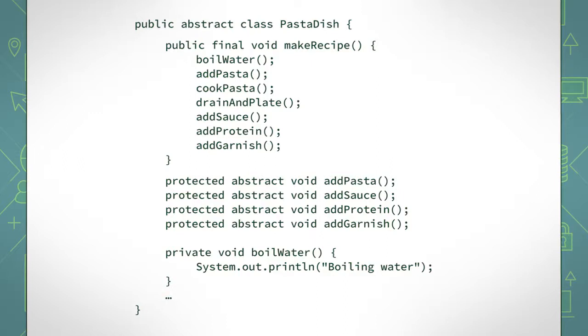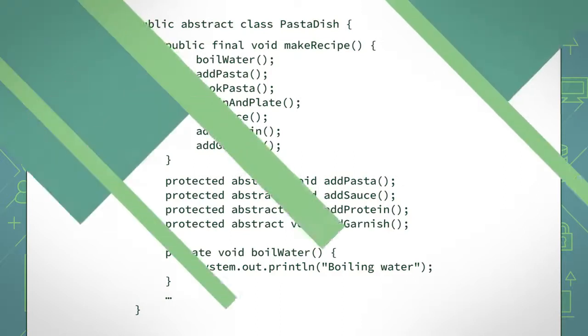The make recipe method is our template method. You will notice that this method is marked as final. In Java, the final keyword means that the method declared cannot be overridden by subclasses. This means that neither specific dish subclass can have its own version of make recipe. This ensures consistency in the steps of making the dishes and reduces redundant code.